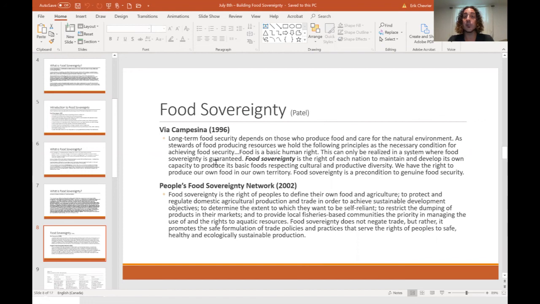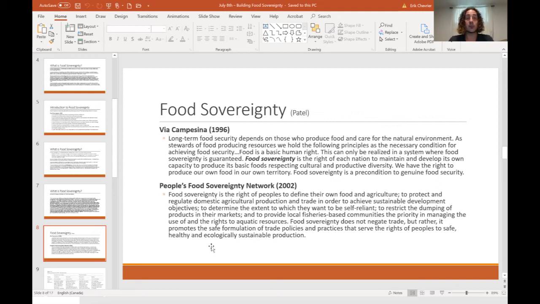Food sovereignty is the right of each nation to maintain and develop its own capacity to produce its basic foods, respecting cultural and productive diversity. We have the right to produce our own food in our own territory. Food sovereignty is a precondition to genuine food security. So you can see this is a statement made at the conference in Rome where food security was being discussed, and the notion of food sovereignty was put forth by La Via Campesina.